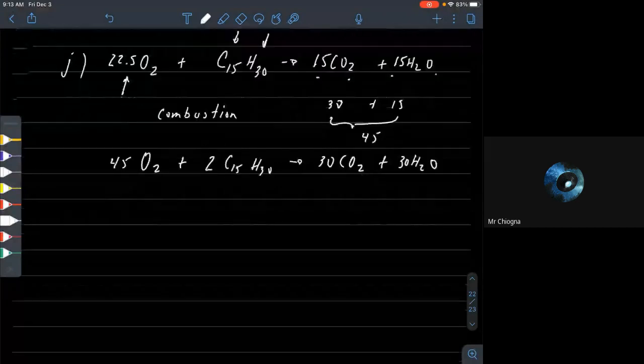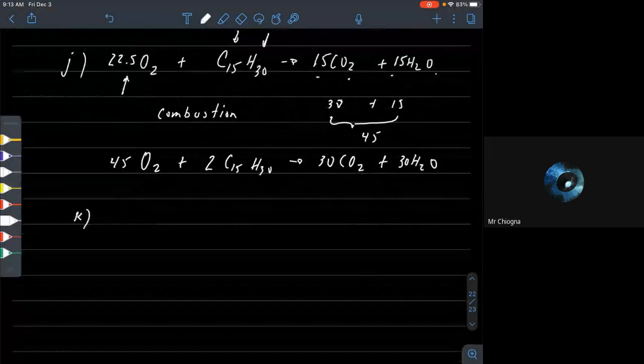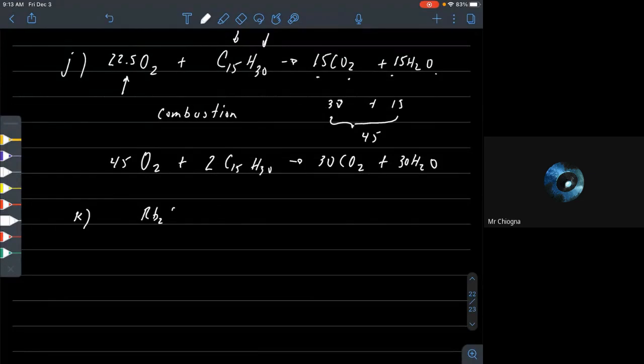Last one, K. Rb2SO4 plus KF. KF, not KK. Okay. KF. Compound plus compound. What does that remind you of? Double replacement.